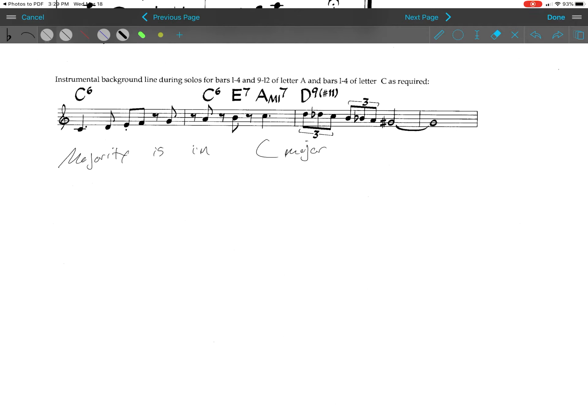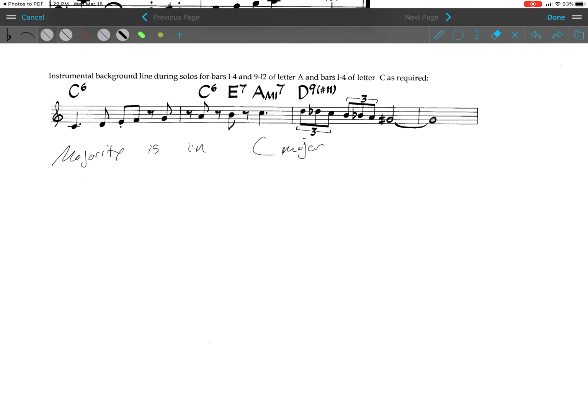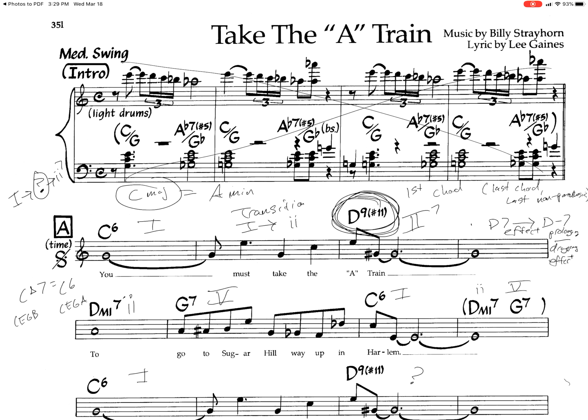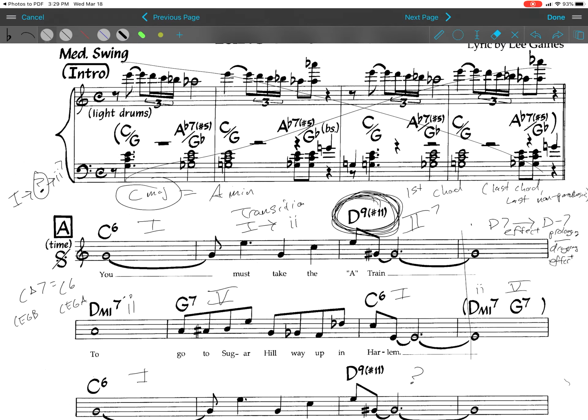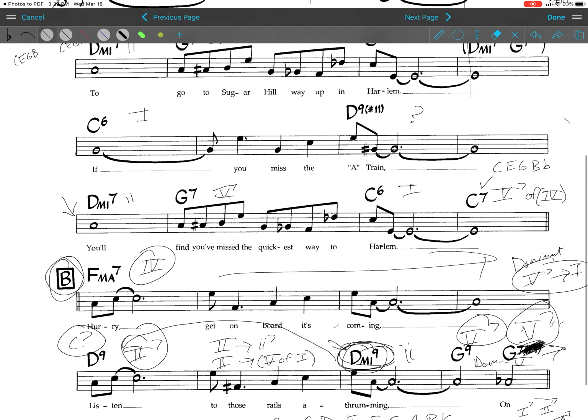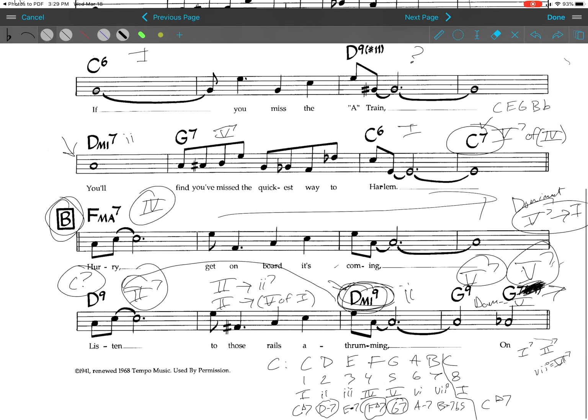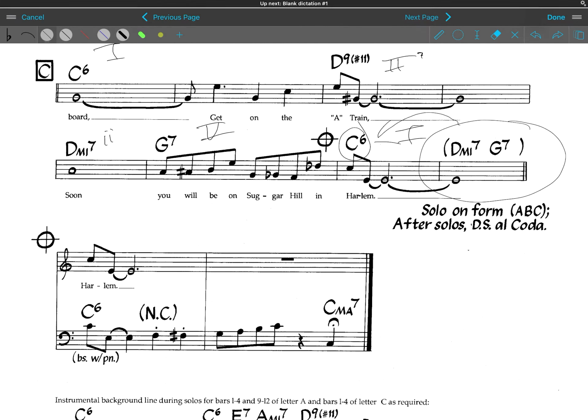Do you need to know those separate scales for the chords that are outside of the key? The answer is yes, you do, okay? Because if they're using different notes in the chord that are not in the key of C, and you play notes in the key of C over those chords, it's going to sound freaking terrible. So let's see what it looks like. We have D9 sharp 11 to look at. We have C7 to look at, and that is it.